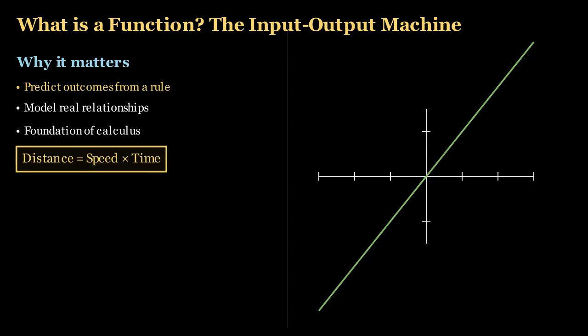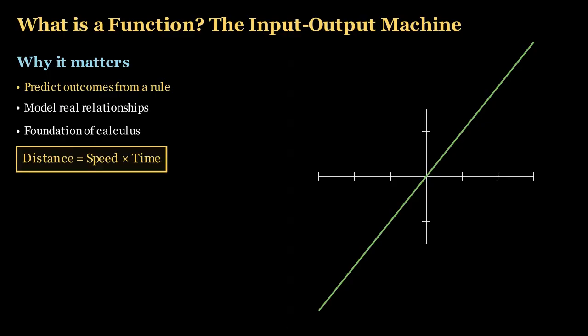In calculus, we study how these outputs change when the input changes, how fast, how steeply. A function is the basic object we analyze. It's the story we're telling, and calculus is the grammar we use to understand it.